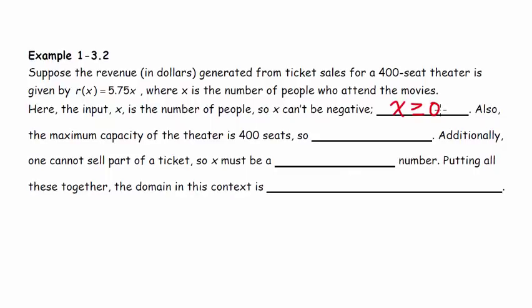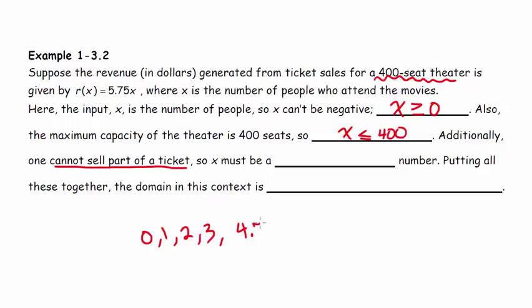Okay, so maybe nobody goes to the movies, 1 person, 2 people, 3 people, but we're also given this information here that we have a maximum capacity of 400 folks. Okay, so we cannot sell more than 400 tickets, so we also know that x must be less than or equal to 400. Now, the tricky part about this one is we cannot sell part of a ticket. So what do I mean? Maybe I sell 0 tickets, maybe 1, maybe 2, maybe 3, but I could not sell 4.75 tickets. It's got to be a whole number.